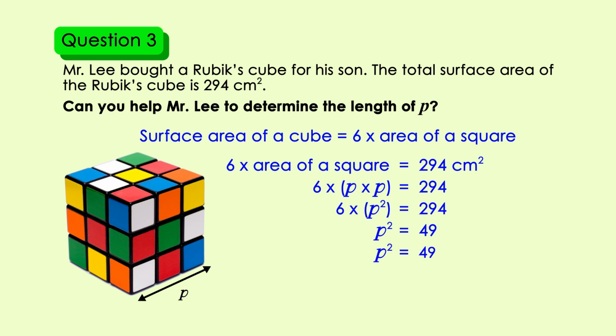What is the value of P? Well done! The square root of 49 is 7. Hence, the length of P is equal to 7 centimeters.